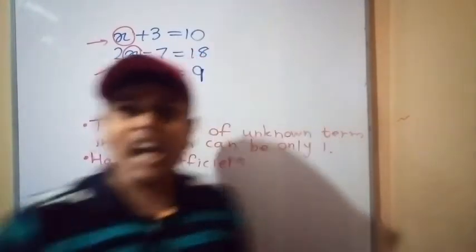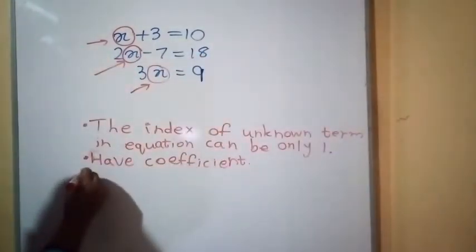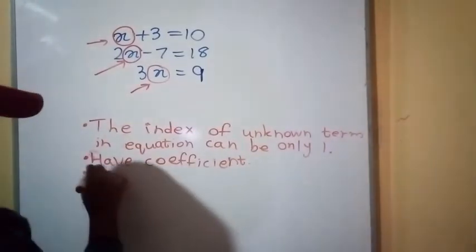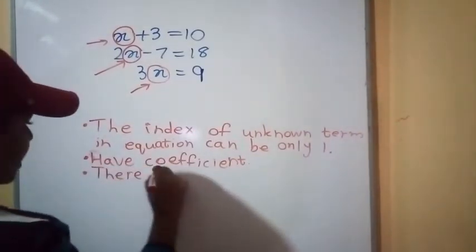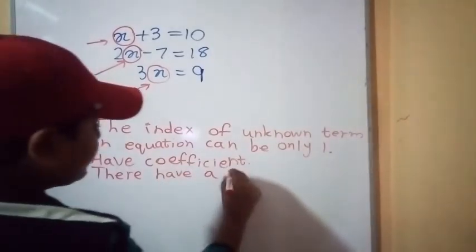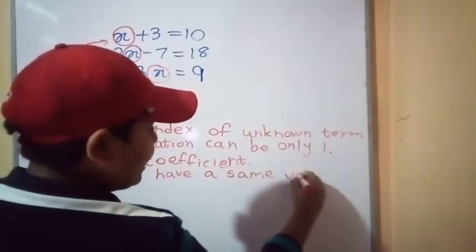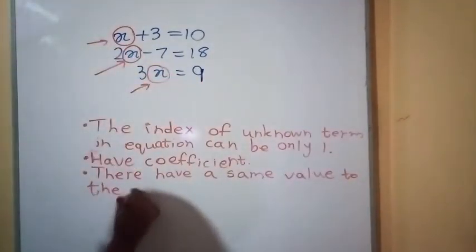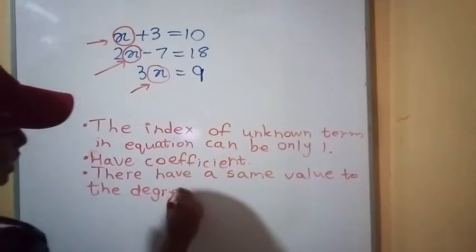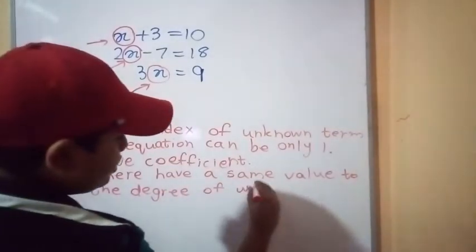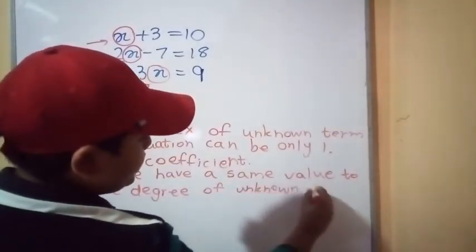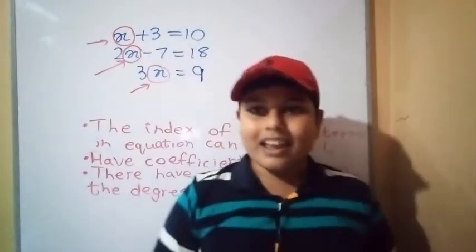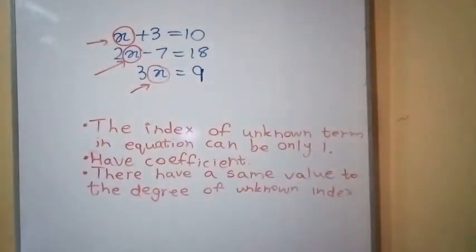What is the coefficient? I explained that. Next, they have a coefficient. And next, they have the same value to the degree of the unknown index. Now these are the three properties that equations have.